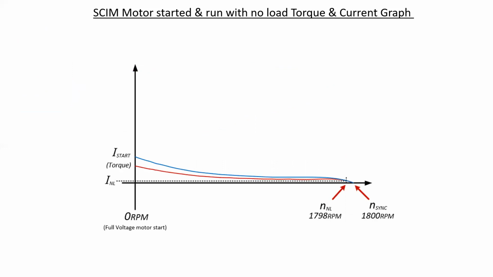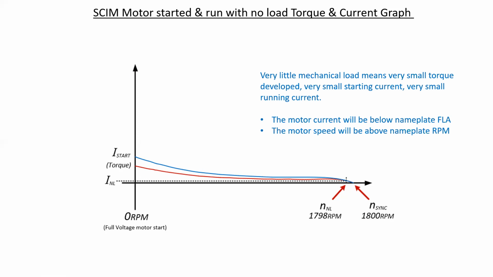So let's take a look at a graph that shows the starting current and running current of a SCIM motor if I have no load connected to it. Well, if we have no load connected to the motor, the torque value should be incredibly small. And due to the very low amount of torque generated or needed, the current will also be low. So the motor current would be well below nameplate FLA, and the motor speed would be above nameplate RPM.